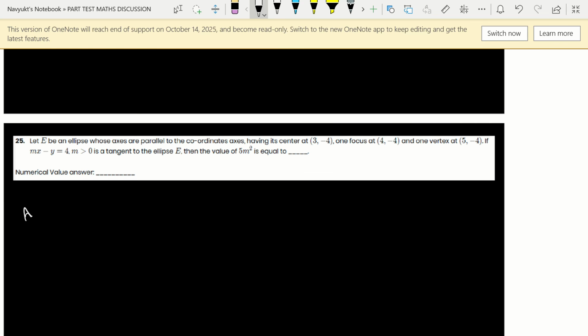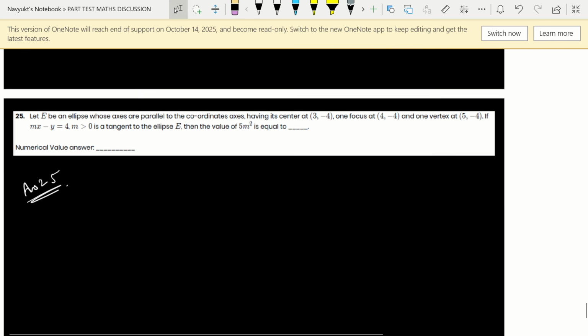Here we have our 25th question. It says let E be an ellipse whose axes are parallel to the coordinate axes. Fine. So it looks like a horizontal ellipse. Sorry, an ellipse having its center at (3, -4) and focus it. Fine. Let's try to draw. It can be vertical also. Let's see.